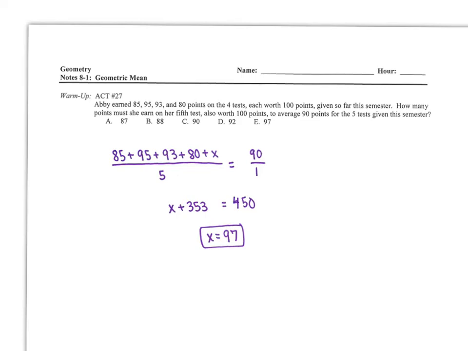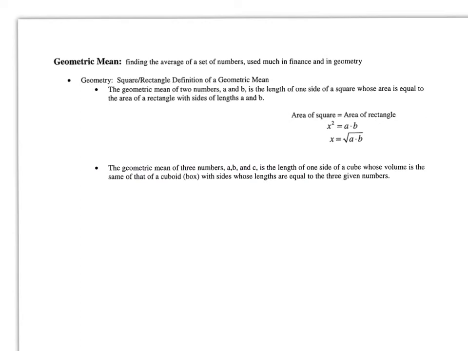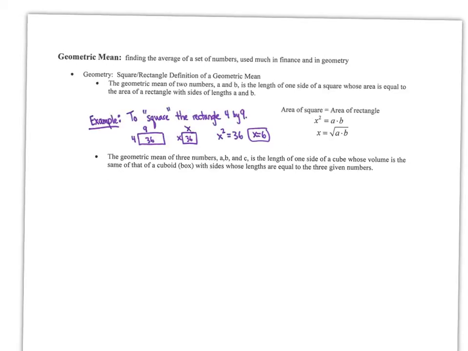Notes 8.1 is on the geometric mean. A geometric mean is like the arithmetic mean. They are finding the average of a set of numbers. However, in a geometric mean, we use this more in finance and in geometry. There are a lot of examples and applications in geometry for the geometric mean.